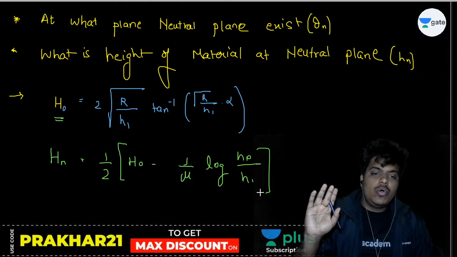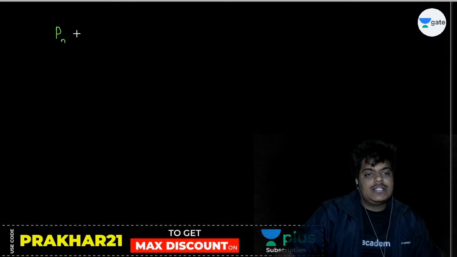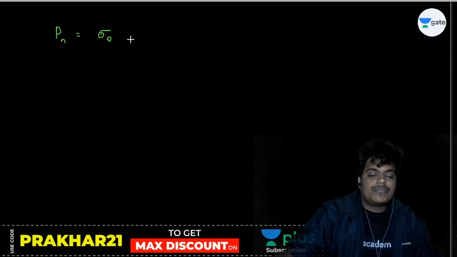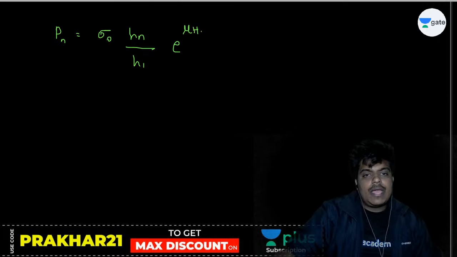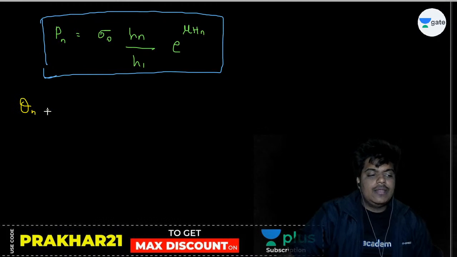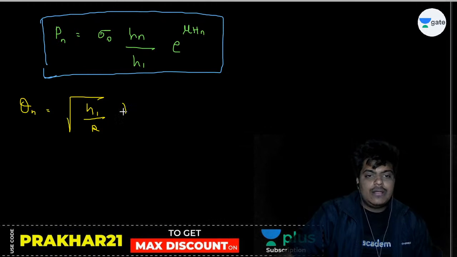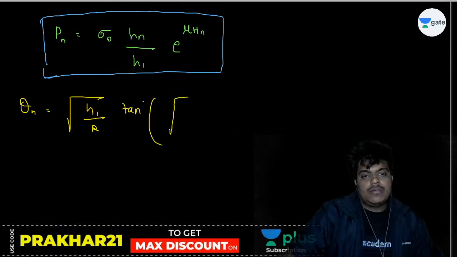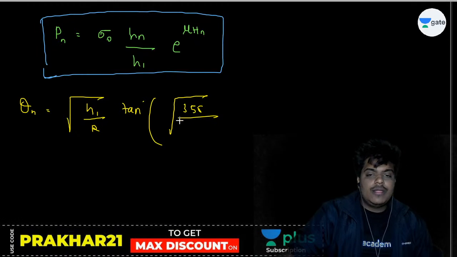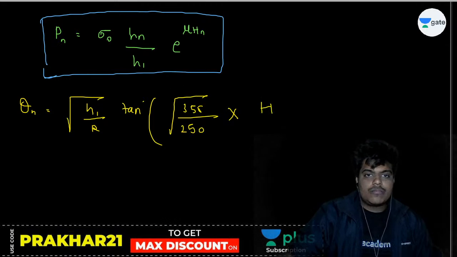Mu you know, H1 and H naught you know, Hn you can calculate. Once you calculate Hn, the pressure is calculated. What is the pressure generated at the neutral plane? This is sigma naught, height at neutral plane divided by height at 1, and e to the power mu Hn. This is the formula. Now what is the value of theta n? Root over H1 by R, H1 is the final, tan of 355 divided by 250 into Hn divided by 2. I have done that.